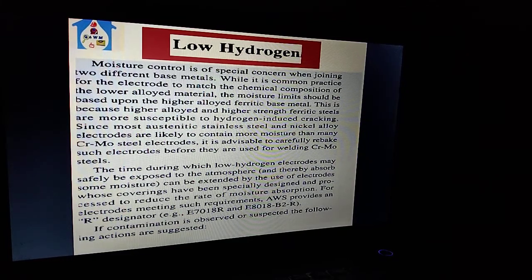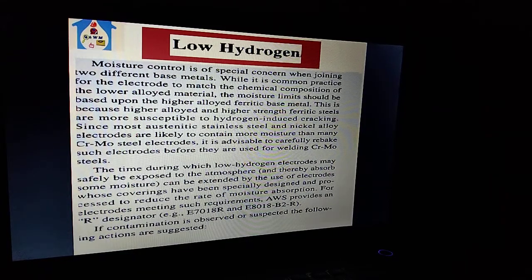The time during which a low hydrogen electrode may safely be exposed to the atmosphere and thereby absorb some moisture can be extended by the use of electrodes whose coverings have been specially designed and processed to reduce the rate of moisture absorption. For electrodes meeting such requirements, AWS provides an R designator, like E7018R and E8018B2R.